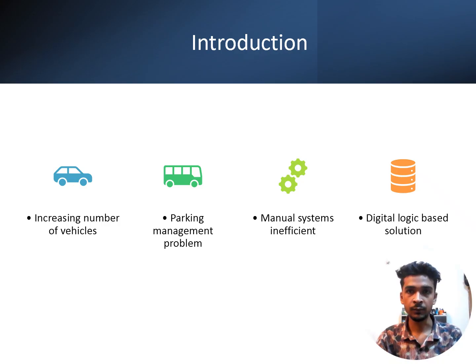Now I will discuss why we use a digital car parking system. Due to the rapid increase in the number of vehicles, parking management has become a serious problem in modern cities. As the number of vehicles grows, finding and managing parking space becomes more difficult, especially in busy areas. Many parking systems still operate manually, which makes them slow, insufficient, and prone to human error. Manual systems cannot provide accurate real-time information about available parking space and often cause delay and congestion.